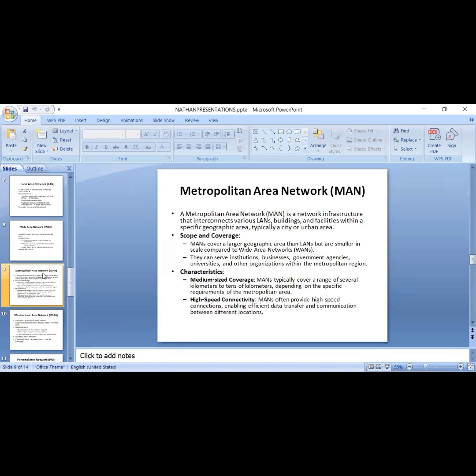Some of the characteristics of this network are medium-sized coverage. MANs typically cover a range of several kilometers to tens of kilometers, depending on the specific requirements of the metropolitan area. They also have high-speed connectivity. MANs often provide high-speed connections, enabling efficient data transfer and communication between different locations.